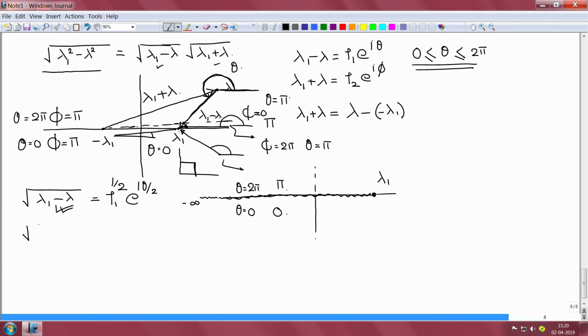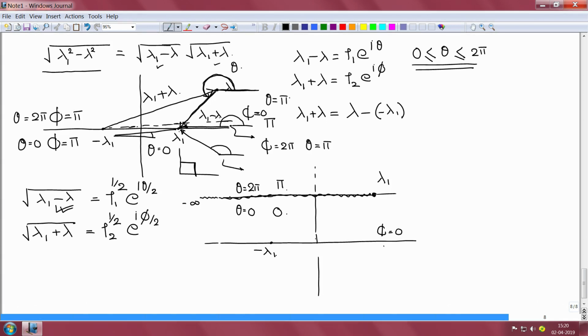With respect to square root of lambda 1 plus lambda, which is rho 2 to the power half e to the power of I phi by 2, if I extend this down and let us say minus lambda 1 is here, the phi argument is 0 above the line, below the phi argument is equal to twice pi, and therefore this entire line happens to be the branch cut for lambda 1 plus lambda square root.